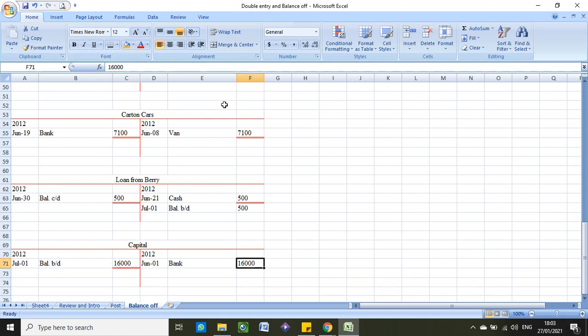and double line in red. And do not forget, this is balance carried down. Do not forget your balance brought down. And this is supposed to be June, not July. I'm glad I picked up on that. So it's 16,000 as well.